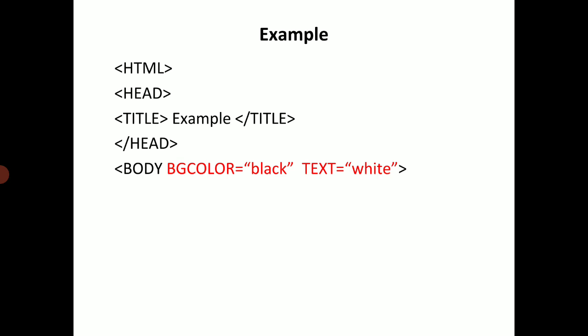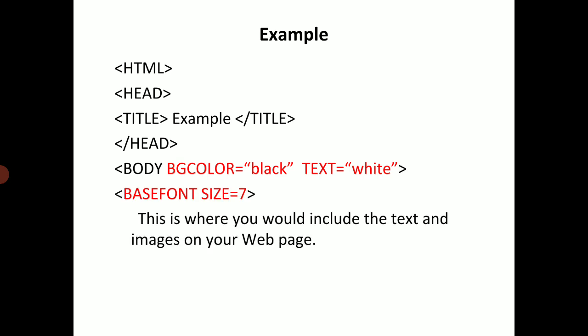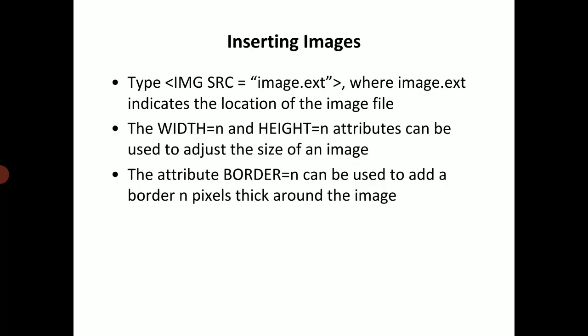In a body tag, we have included bgcolor equal to black, next text equal to white, and basefont size equal to 7, and this is the text that will appear on the web page with the white color font. Next, background color is black and size of the font will be 7.